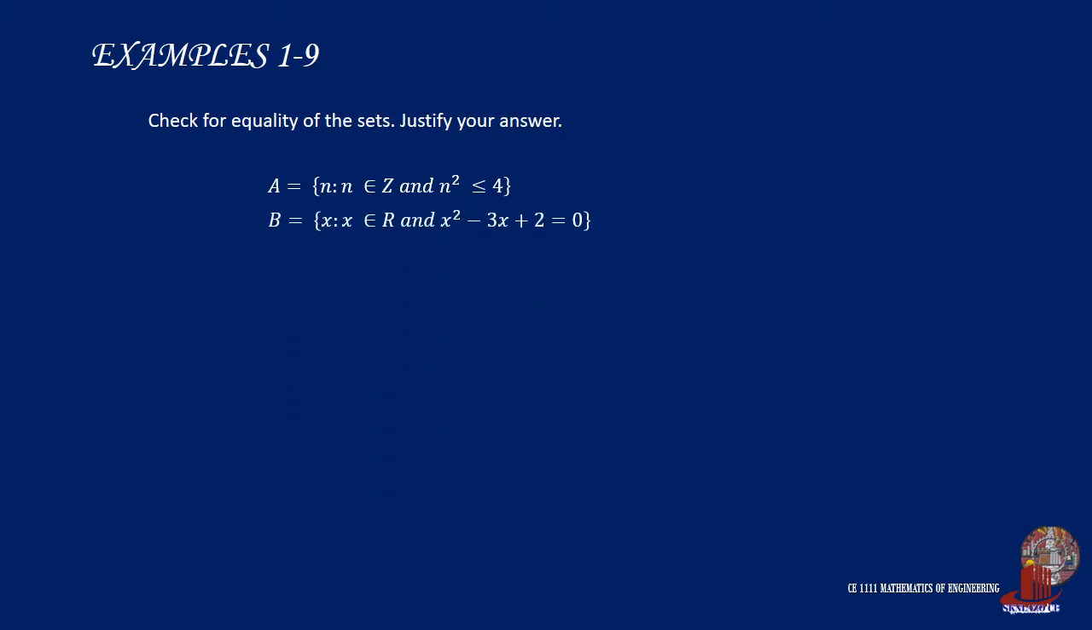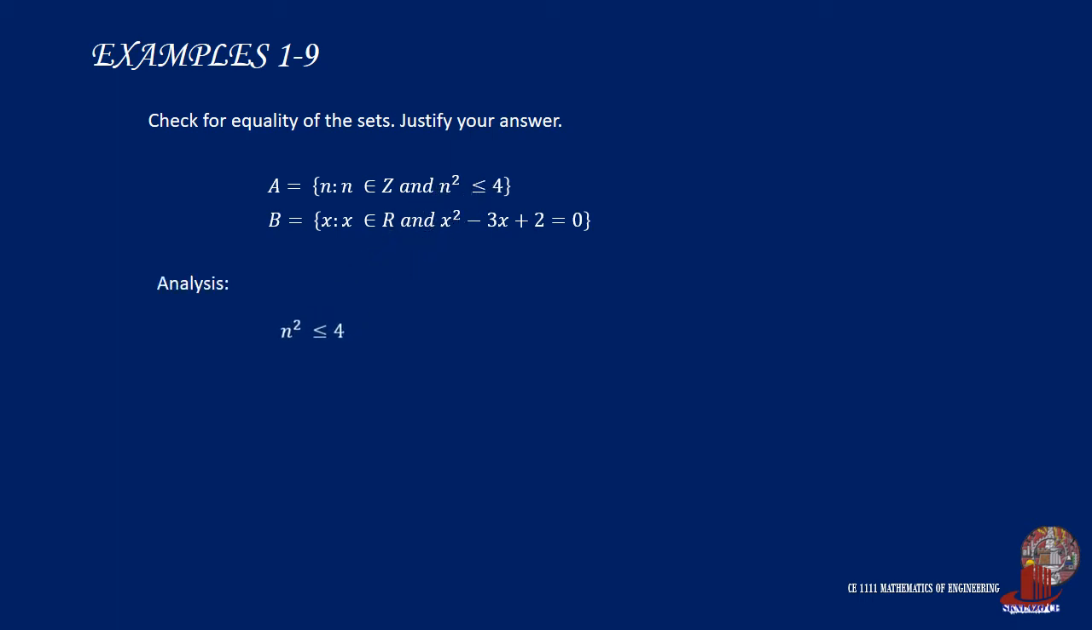Moving on with our next example. Check for equality of the sets. Justify your answer. Consider set A, which would include all the values of n, where n belongs to the set of all integers, and n squared is less than or equal to 4. Set B would include all the values of x, where x belongs to the set of all real numbers, and x squared minus 3x plus 2 is equal to 0.